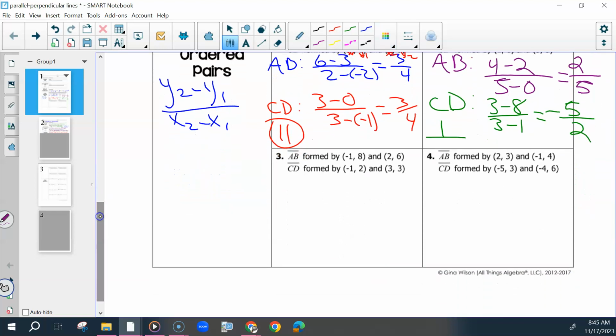Alright, so for number 3, same process. For AB, we have 6 minus 8 over 2 minus negative 1.